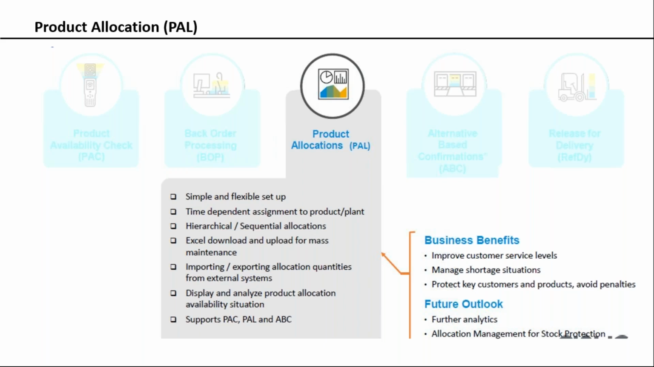It is a more simple and flexible setup when you compare it with APO GATP. It is also a time dependent assignment of product to plant, I mean assigning the product allocation procedure to the product and plant. Sequential allocations are also possible. Excel download and mass maintenance are still possible to upload the product allocation quantities. This functionality will support along with product availability check and alternative based confirmations.